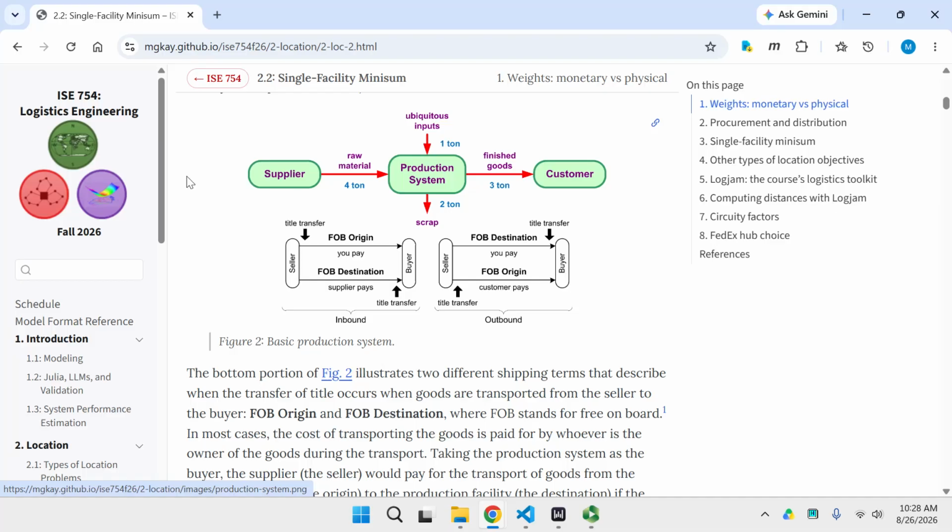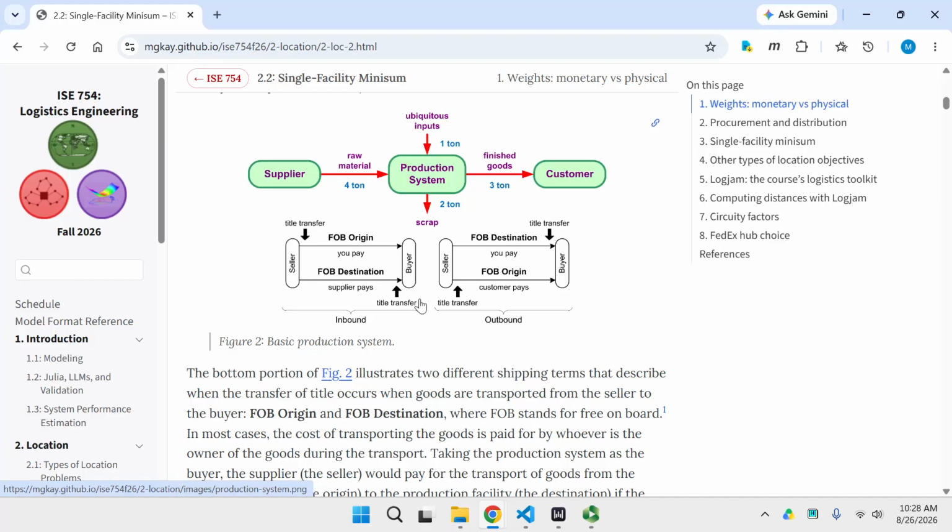from the facility. So, for example, on the inbound side, if a seller sells the product to the buyer, which is the production system, if they actually buy it at the supplier's loading dock and they own it, then it's called free on board origin. And then presumably it's transported to the production system. In contrast, if the seller remains the owner of it all the way until it reaches the loading dock of the buyer, and only then does the title transfer, then that's referred to as free on board destination.